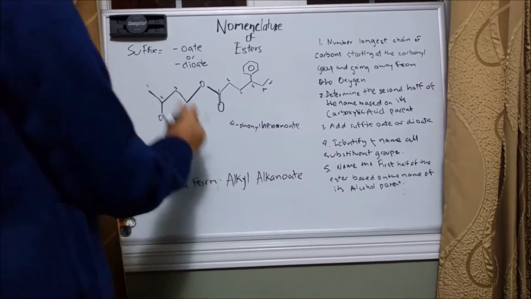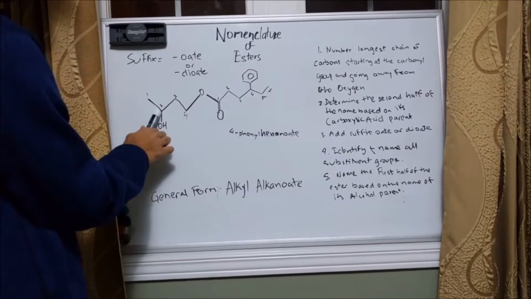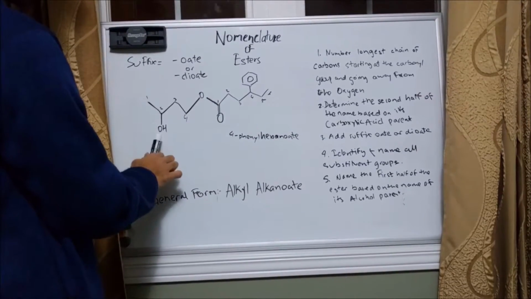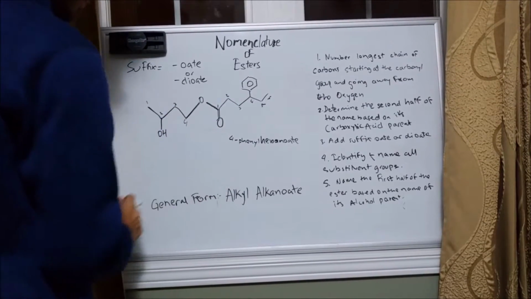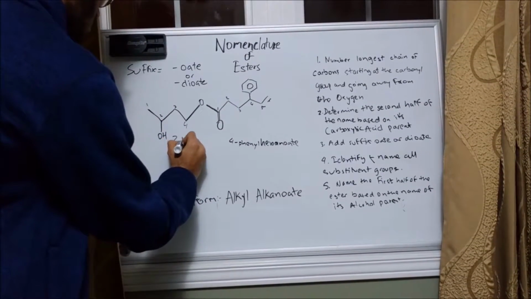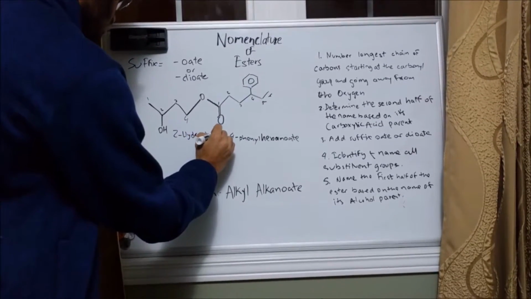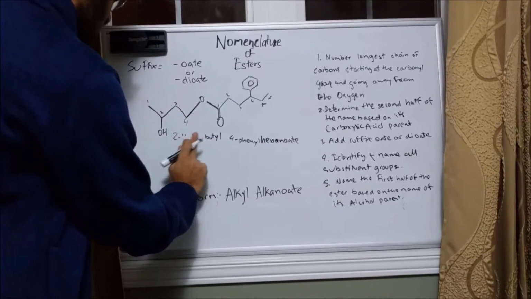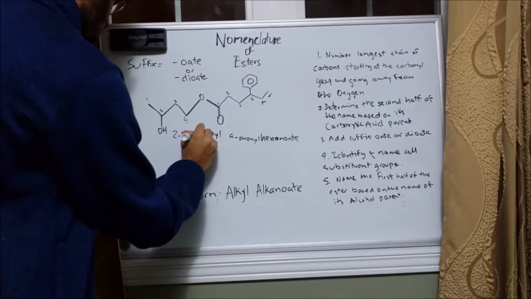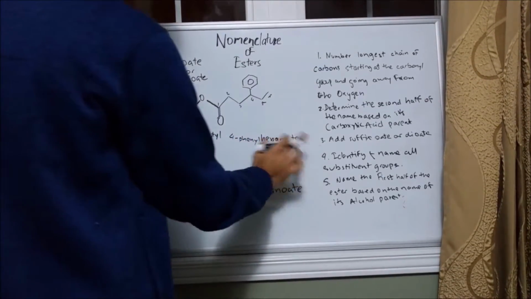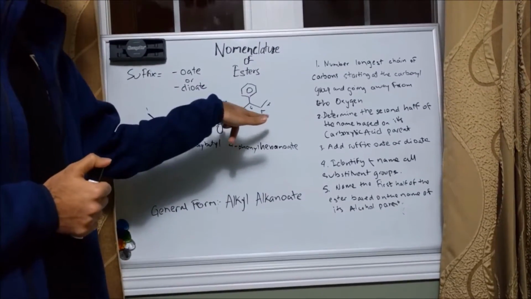Now I'm going to focus on the alcohol part of the molecule, the other part of the molecule. I'm going to number from this side because I want to get the hydroxy group the lowest number. So 1, 2, 3, 4. That is 2, and then I want to name it as 2-hydroxy butyl. Let me rewrite that. So 2-hydroxybutyl 4-phenyl hexanoate. After I name the first half, which is from the carboxylic acid, I name the second half, which is from the alcohol parent.